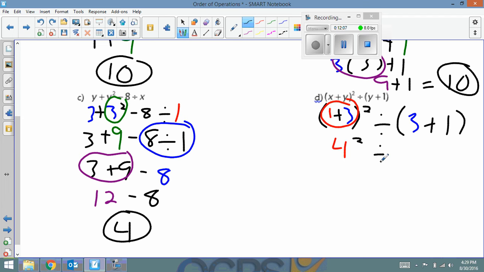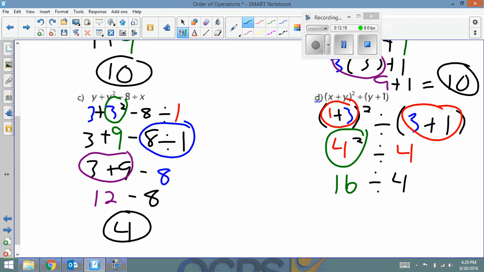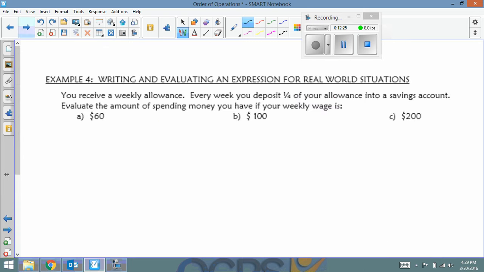And then you can actually do the second set at the same time. So what's 3 plus 1 there? That's also 4. Okay, then we do have an exponent. We got to do that next. So that gives us 16. And then 16 divided by 4 is 4. That's a little bit about evaluation in the order of operations.